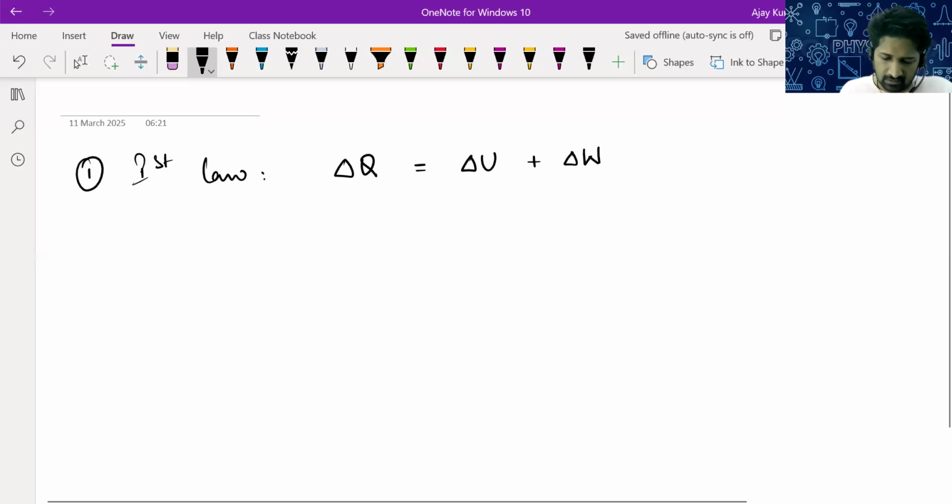Fine. The next equation is the equation of state for an ideal gas. PV is equal to nRT. Every ideal gas will obey this equation.